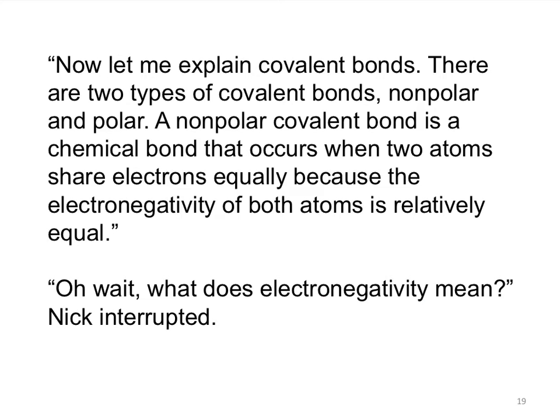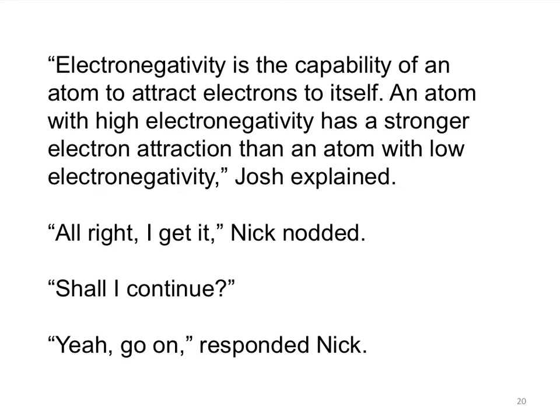And we discussed it in that video that I sent you earlier, but electronegativity is really how strongly the atom pulls on the electron. So let's take a look. Electronegativity is the capacity of an atom to attract electrons to itself, right? How strongly the atom attracts electrons. The atom with high electronegativity has a stronger electron attraction. An atom with low electronegativity has a low attraction for electrons.